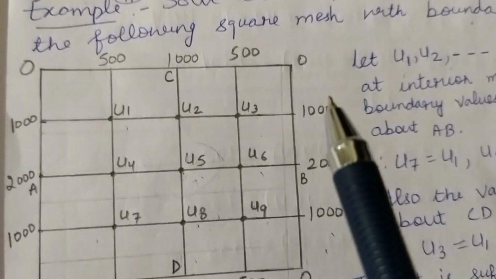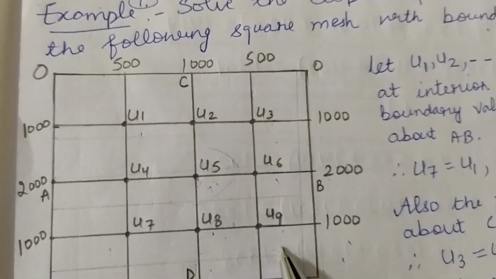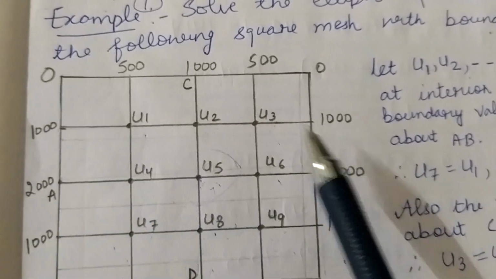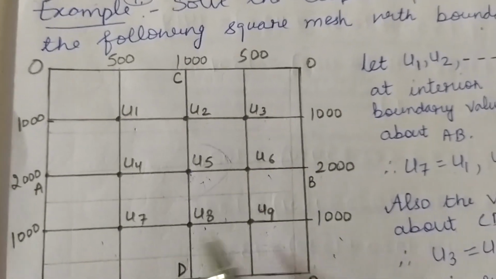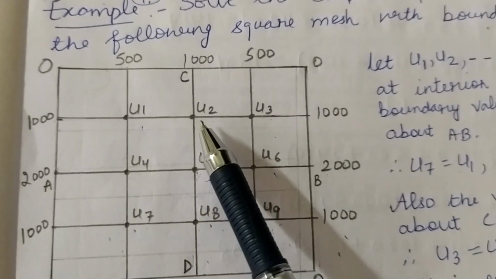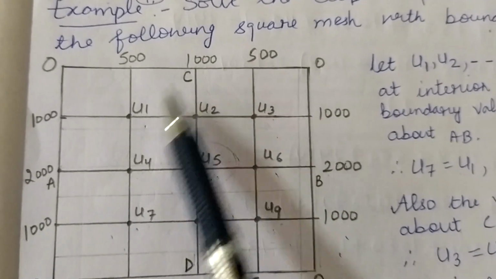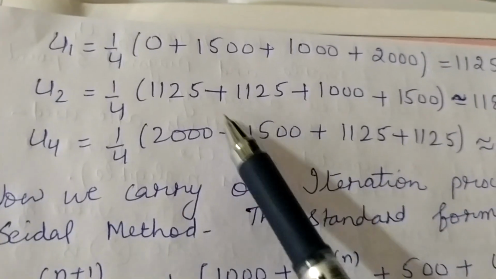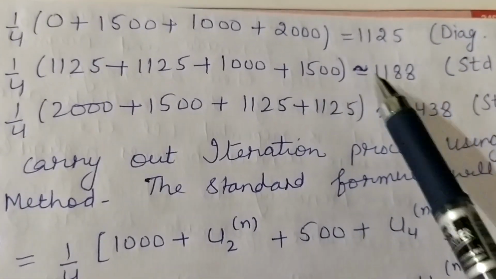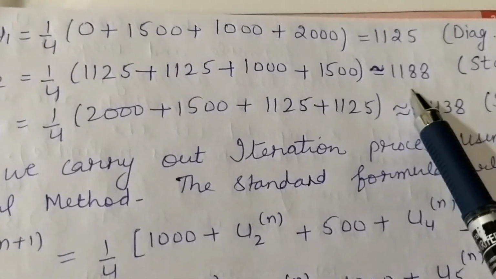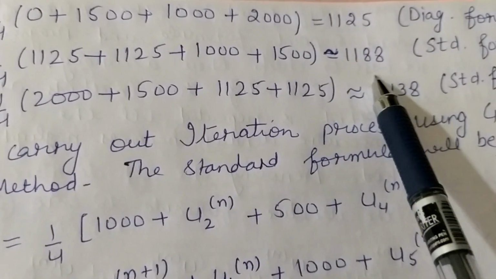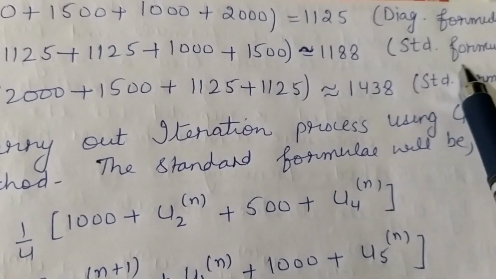So now I have the value of u3 as well as u9 as well as u7, because they all are equal to u1. So u1 is 1125, this is also 1125, this is also 1125, and this one is also 1125. So I can apply the standard formula here. It will be 1000 plus 1125 plus 1125 plus 1500. By this way, I have calculated the value for u2, and it comes out to be approximately 1188. If there is any decimal value, you can round it off, so that's why I have written the approximate value 1188. Now this is by using the standard formula.